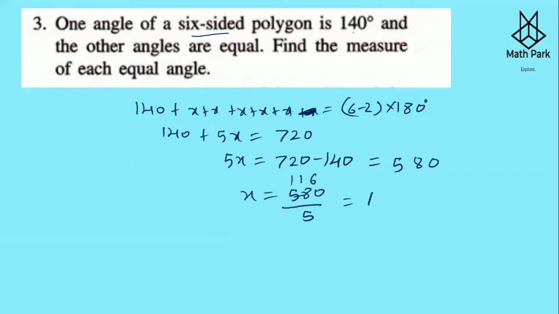So it is 116 degrees. So find the measure of each equal angle. Each equal angle of this hexagon is going to be 116 degrees, other than the 140 degree angle.